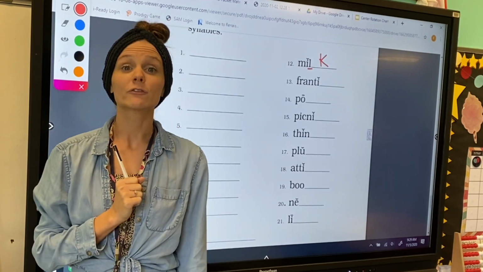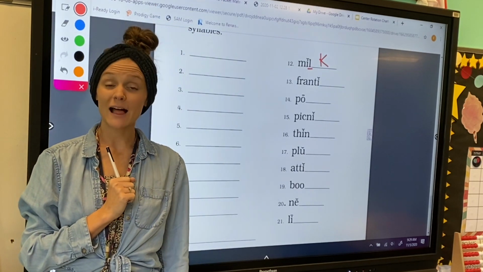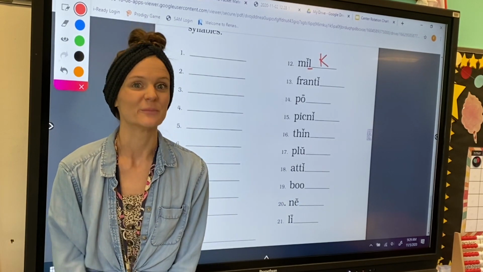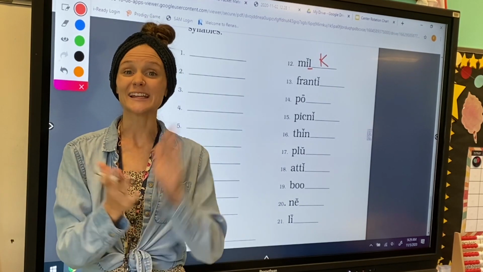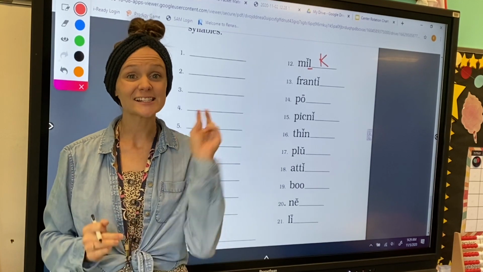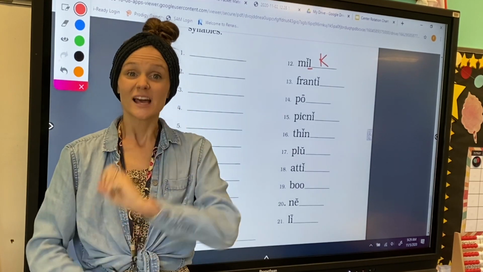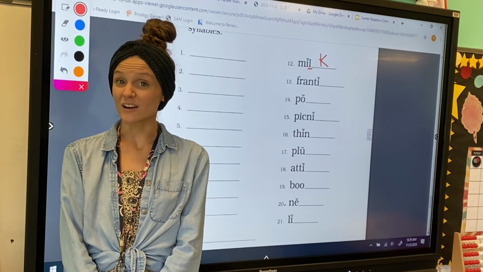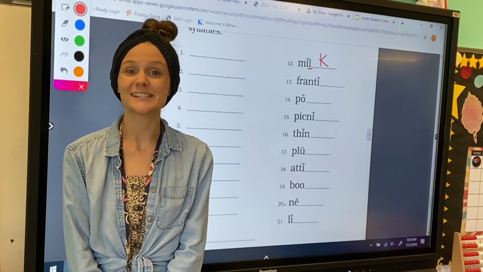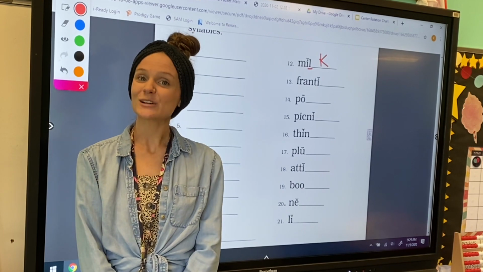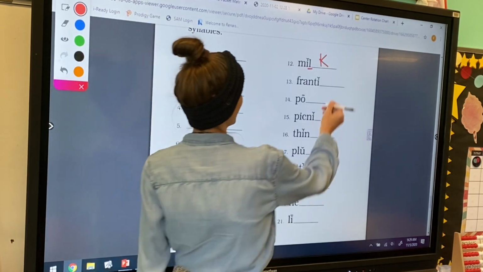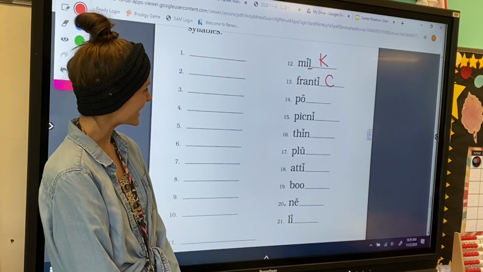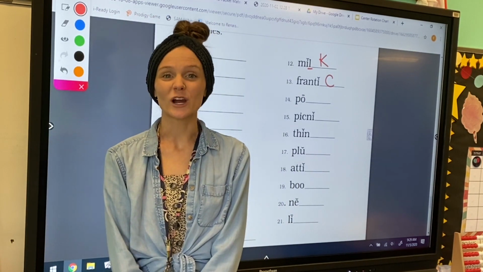Let's look at number 13. Our word is frantic. Let's clap that and see if it's one syllable or more than one syllable. Here we go. Frantic. It has two syllables. So since this is a two or more syllable word, we're going to use final C, just like we learned today in our spelling rule. So I'm writing a C at the end of that word.